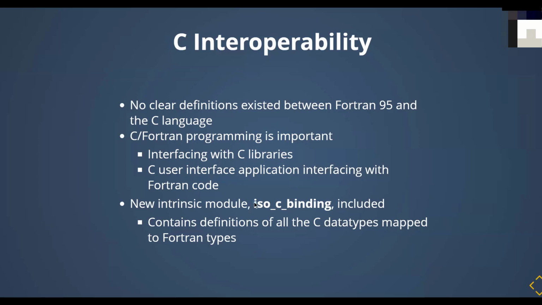But there is a new module now called ISO C binding. The nice thing with this module is it contains the definition of all the C data types mapped to Fortran data types. That means you can declare a C floating point variable in Fortran, and you are guaranteed that this data type corresponds to the C version.